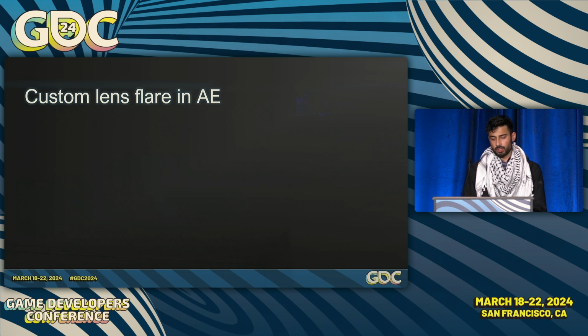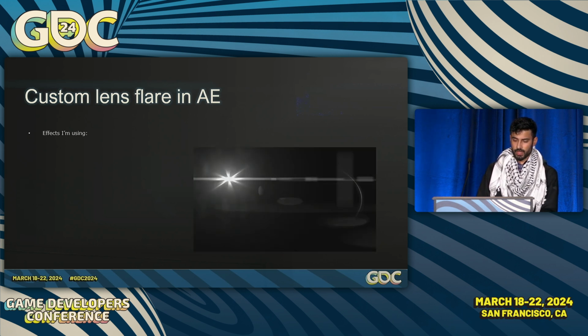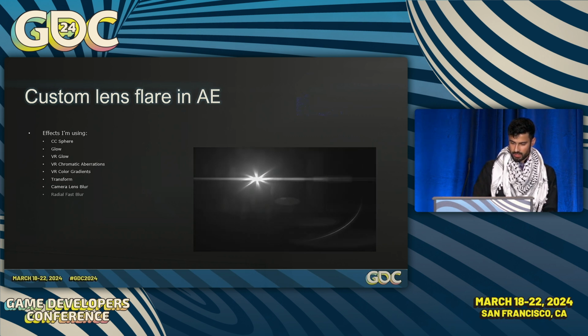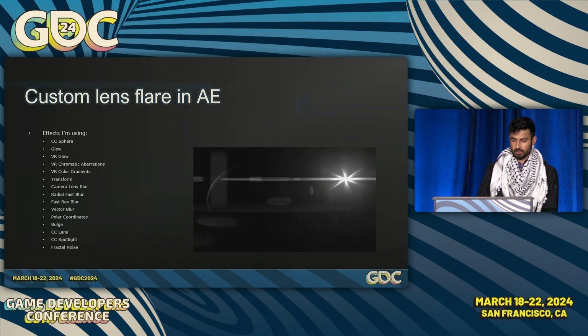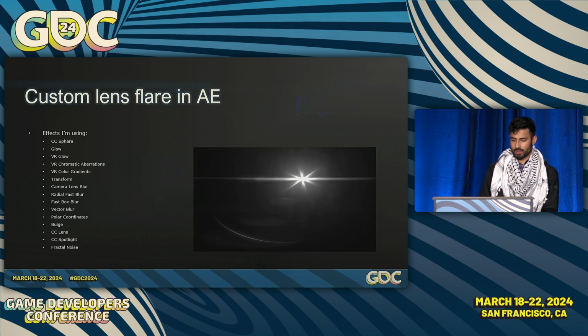And now it's time to put it all together. So to help conceptualize how we might create a lens flare in a game engine, I'll now demonstrate my process for creating a custom lens flare in After Effects. Before we begin, I'm going to show a list of effects and expressions that I'm using. And as I mentioned previously, I'll be doing my best to keep this a little bit less technical and more artistic.